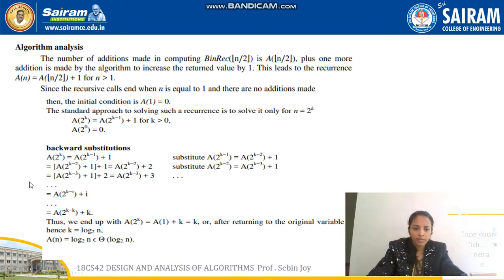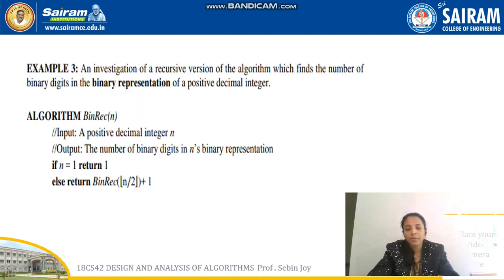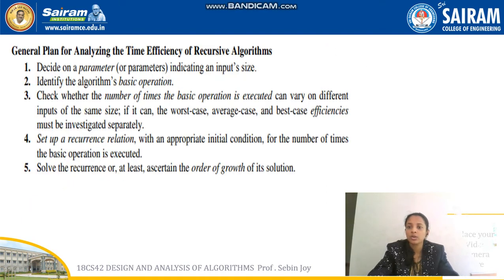So the same method we have to do in that also. We have to find the recurrence relation, and solve the recurrence relation using the substitution method. Backward substitution you have to use in that, and at the end you will be able to solve this one and write it in the form of an asymptotic notation. So this is the overall process for doing this one. The main steps you have to follow for every solution: first you have to decide a parameter, then the basic operation, the number of times the basic operation is executed, set up a recurrence relation, and solve the recurrence relation. These are the 5 steps for solving the time efficiency of recursive algorithms.